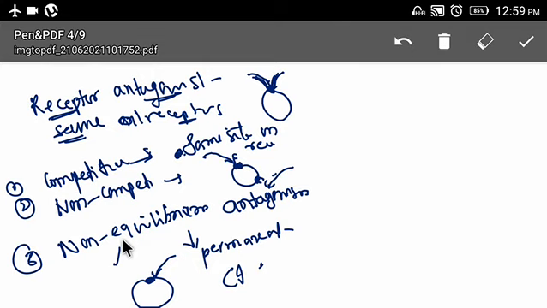So this is a brief explanation about combined effect of drugs, and refer to your books for further information.